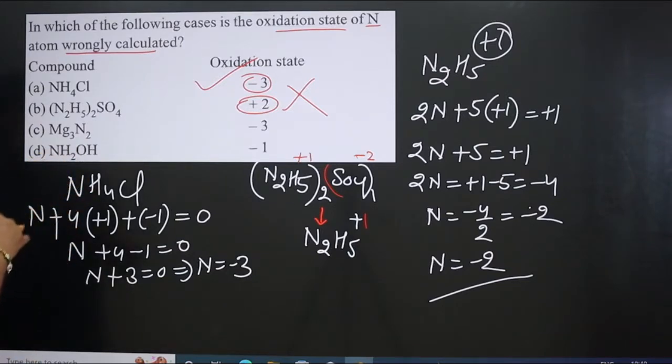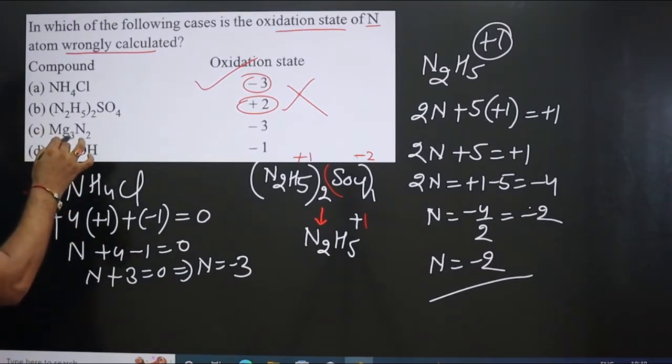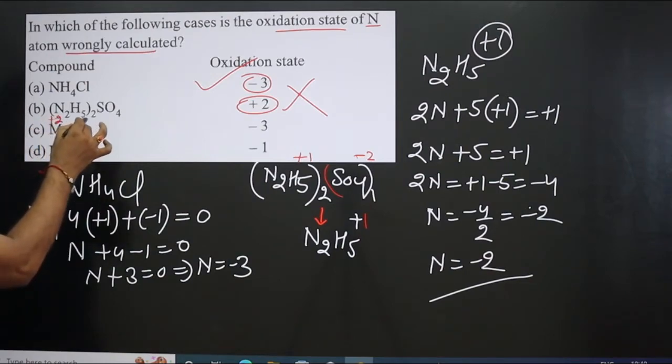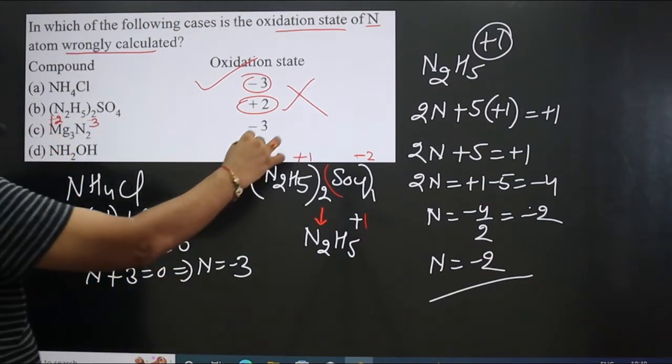But for the C option, if you want to check, you can see it is 3, it is 2, so you can crisscross. So magnesium will be present in +2 and nitrogen will be present in -3. Now it is correct only.